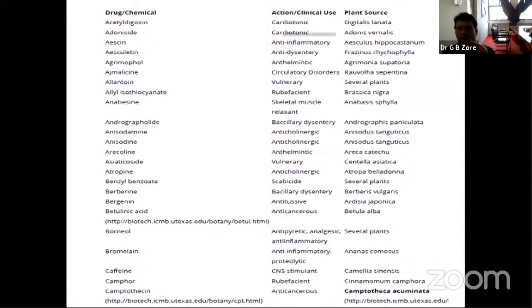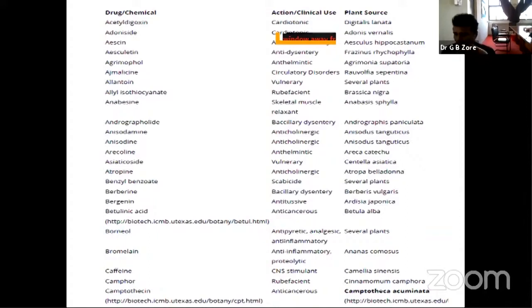So with this, I would like to proceed towards the work we are doing in our lab and what exactly we have done over the last few years. We are working on antifungal agents.